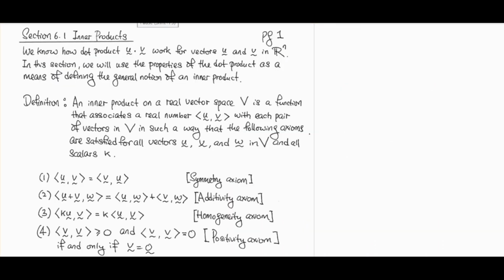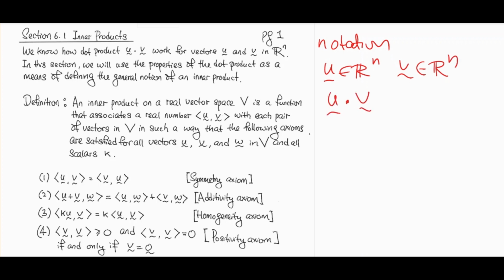All right, so now this is going to get a little bit abstract. First, notations. When we have a vector u that is in Rn, and a vector v that is in Rn, we can talk about the dot product like this, right? This is an operation between these 2 vectors. We can also have some other operations like vector addition, scalar multiplication, and stuff like that.